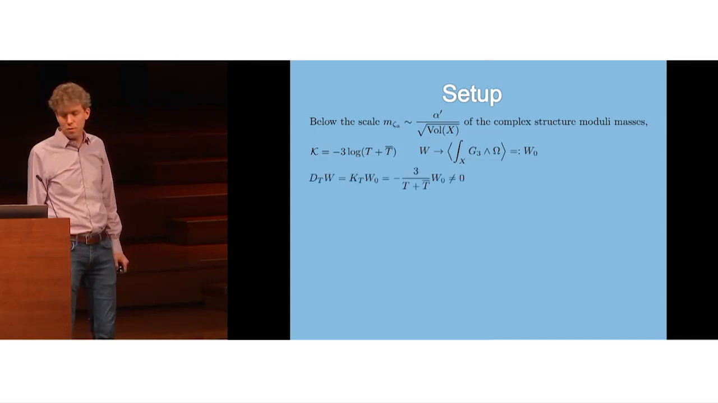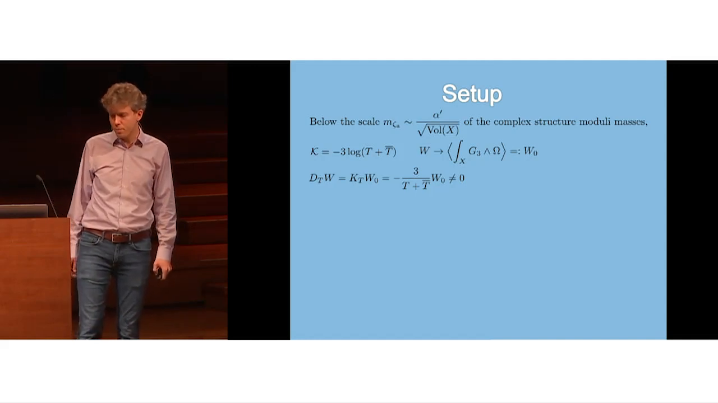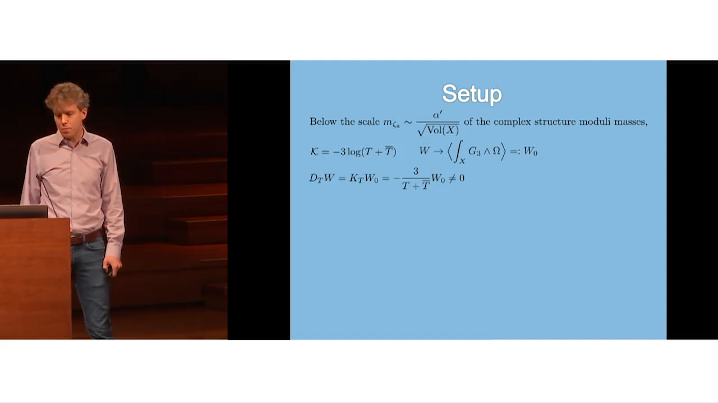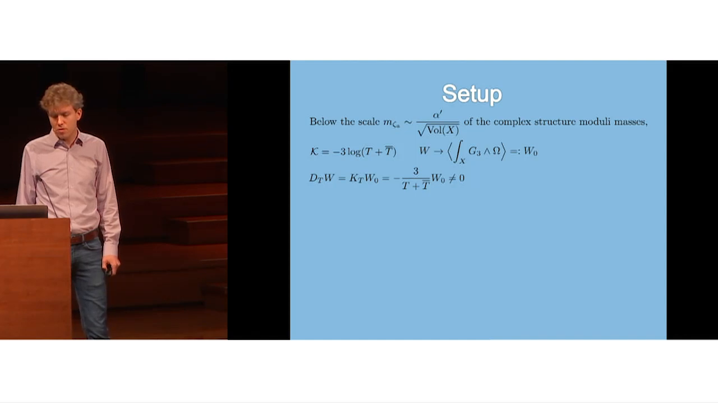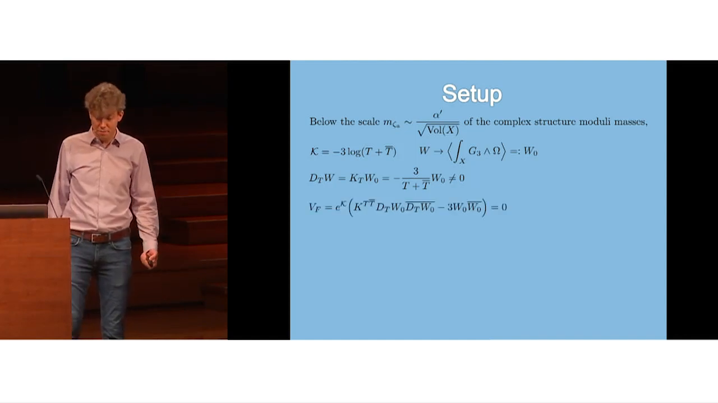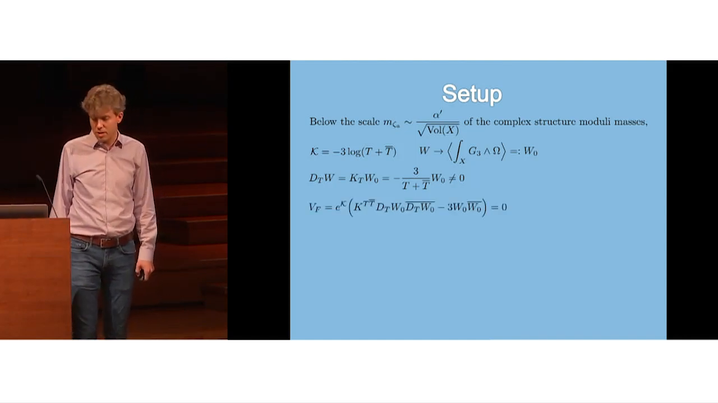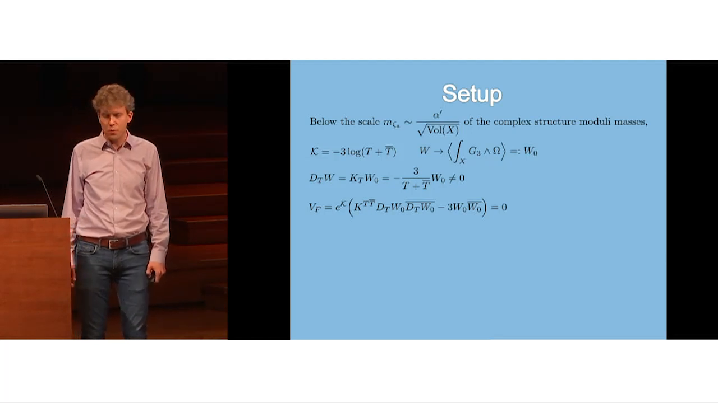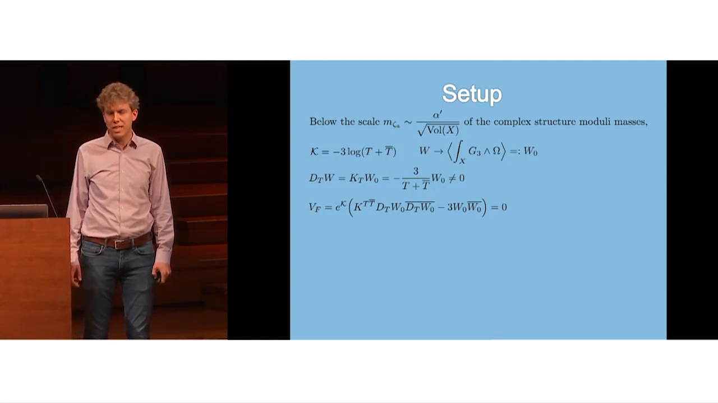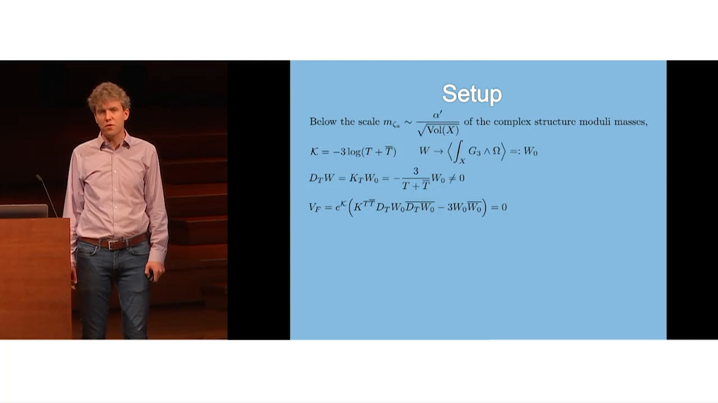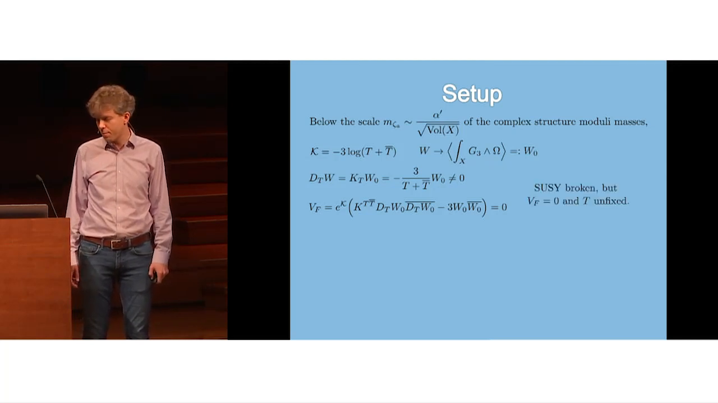This theory has the property called no scale. The F term for the Kähler modulus is non-vanishing except at infinite distance in the field space. The F term potential is 0, so supersymmetry is broken. But the Kähler modulus is unfixed, so this is certainly not a de Sitter vacuum.